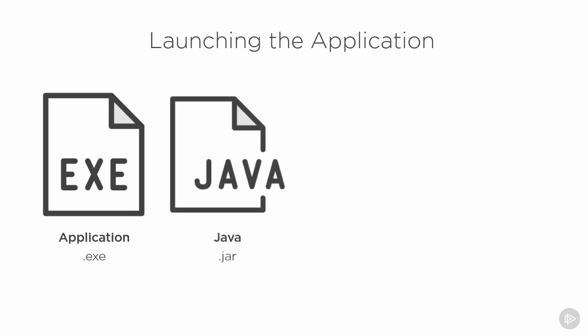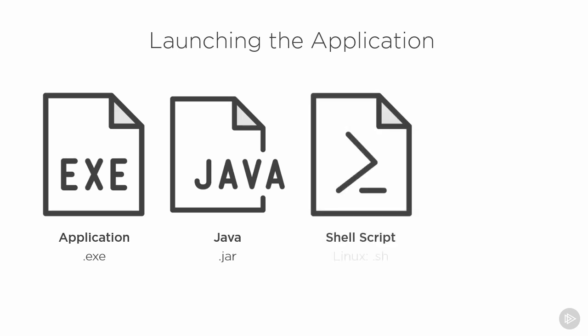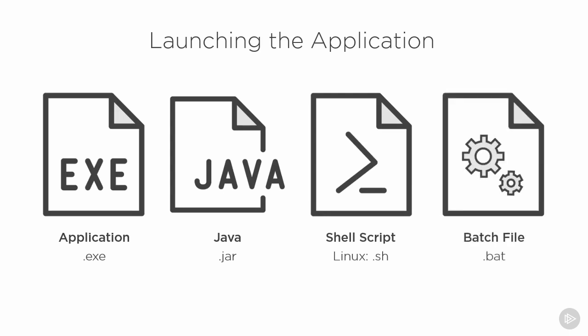Next, because ZAP is a Java-based application, there's a jar file that uses the Java JRE you installed to execute. For Linux users, we have a shell script file available, and finally, a standard Windows batch file. What is nice about all these methods is that you have command line options available to help customize your experience if needed.